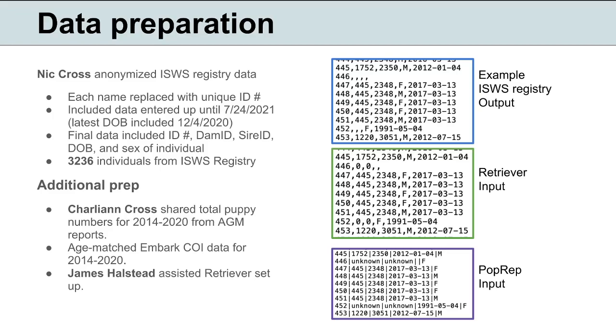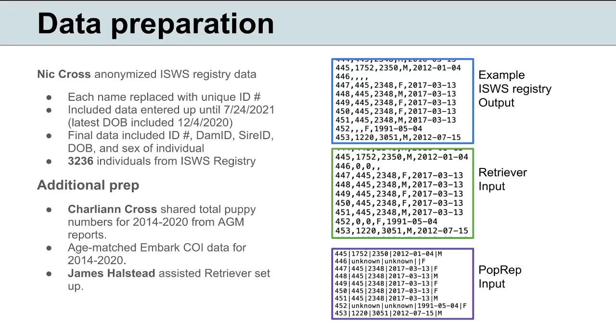It also includes all of the proto-Silken Windhounds, all of the founders that went into our breed, and it's not very easy to separate these individuals from the rest of the known Silken Windhound population. The final data that Nick gave me included an ID number, a dam ID, a sire ID, a date of birth, and sex of the individual. There were 3,236 of these individuals in the database that I was given.